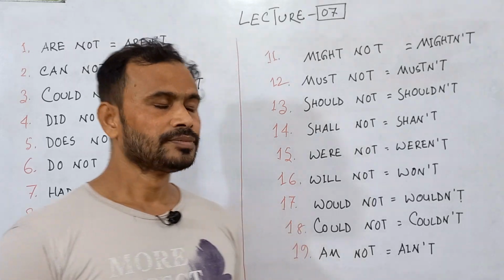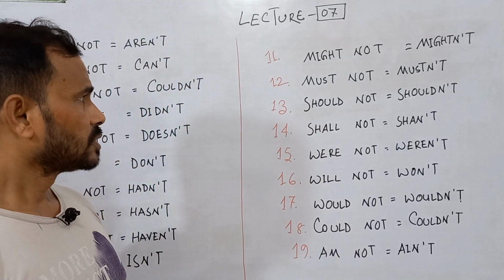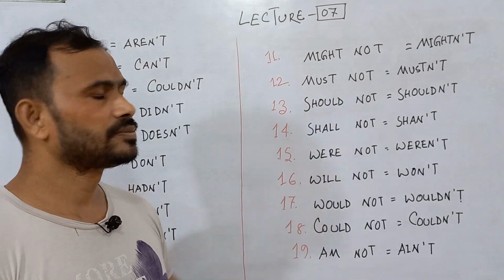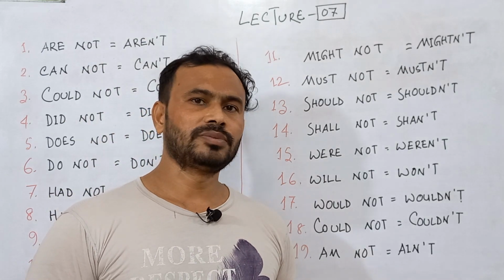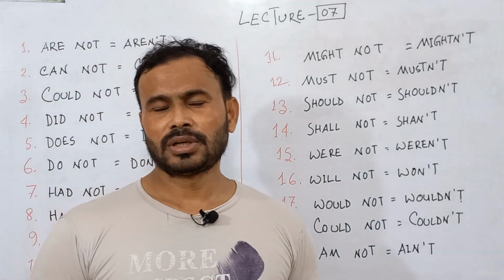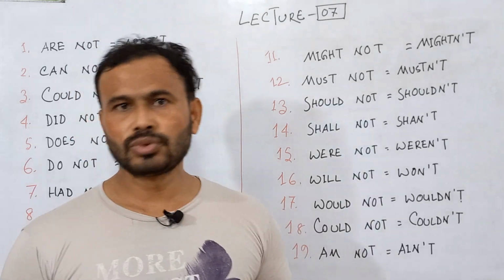Okay, so we can use the contracted form of should not, and the sentence would be: I shouldn't do the work.